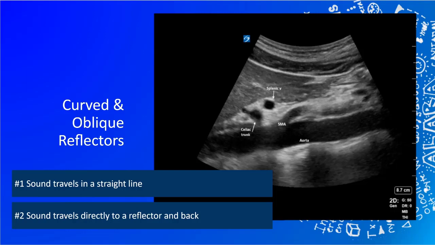Typically, to correct for curved and oblique reflectors, we just want to come at them from a different angle so we can see that there truly is a nice wall coming in through here. If we could come in from this angle a little bit more, we would see that wall connect through.